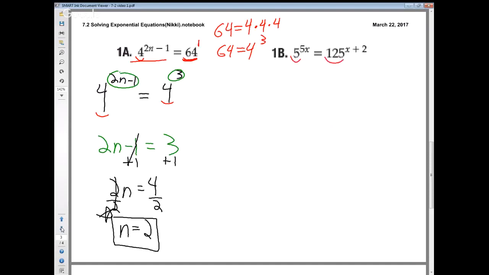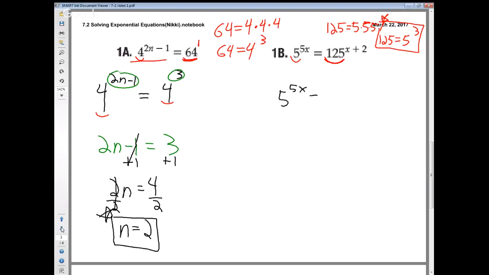And again, the bases are not the same. Let's start with the bigger base and rewrite it as the smaller base. So we know that 125, if we multiply 5 by itself 3 times, we actually get 125. So 125 is the same thing as 5 cubed. So that is what we will need to help us solve this equation. So let's go ahead and use that to rewrite our equation.